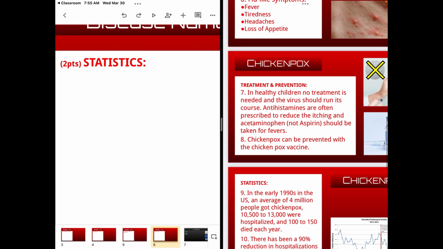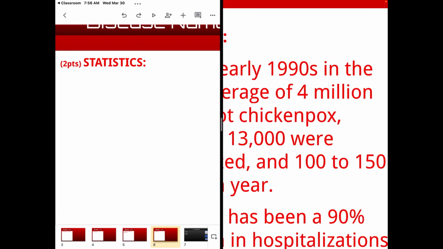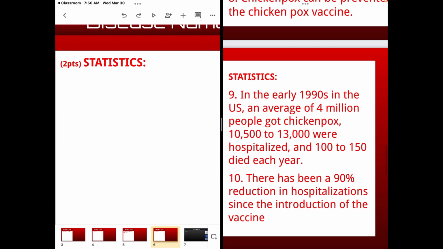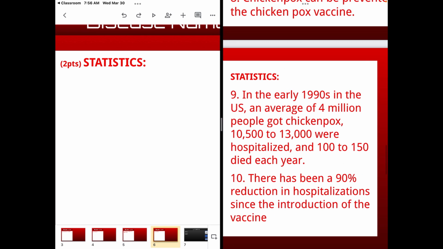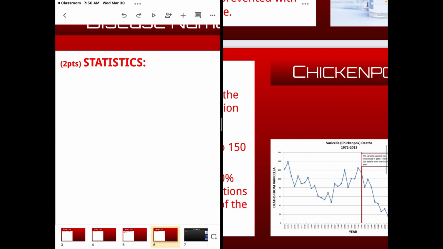Statistics are facts with numbers. Measurements, not just a date and time. The early 1990s, not a statistic yet. An average of 4 million people got chickenpox. 10 to 13,000 were hospitalized, and 100 to 150 died each year. That's a statistic. Even though there's a bunch of numbers in there, that's all one fact. And then a percentage can be a statistic. 90% reduction in hospitalization since the introduction of vaccines.